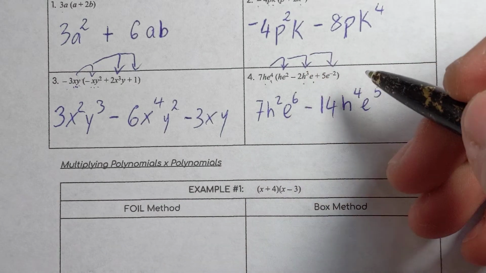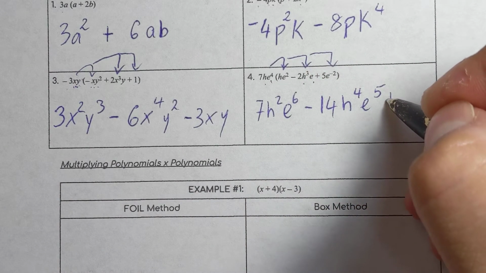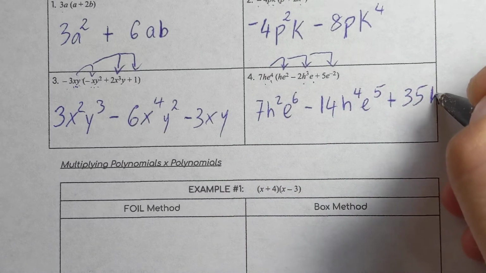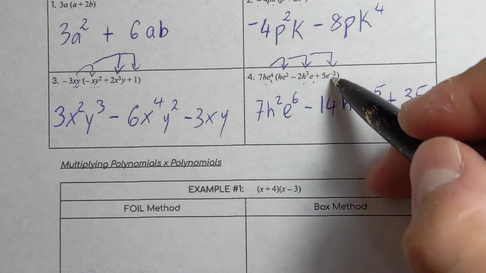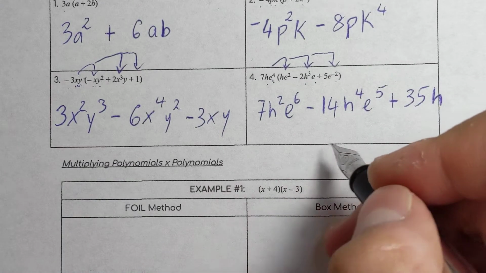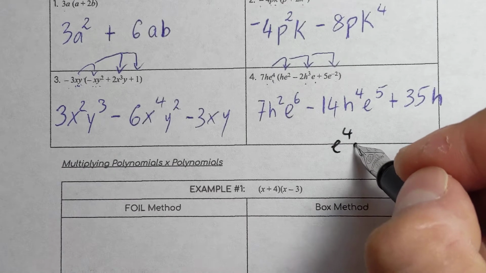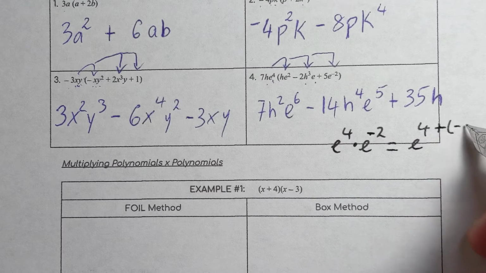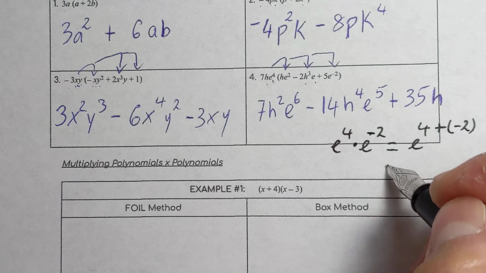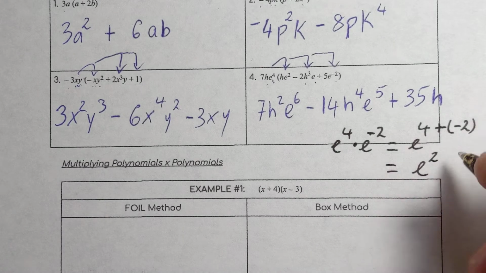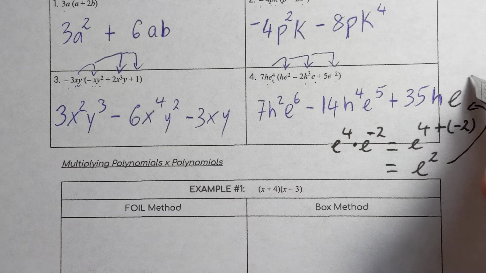Last on the list, 7 times 5, 35. There's no h, so it's going to be the same. E to the 4th power times e to the negative 2 should be e to the 4 plus negative 2. In that case, it should be e to the second power. So your answer here should be, bring this one back up, e to the second power.